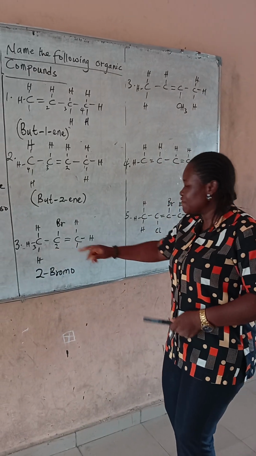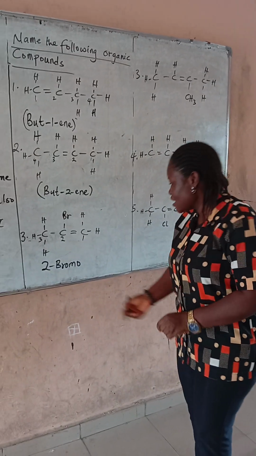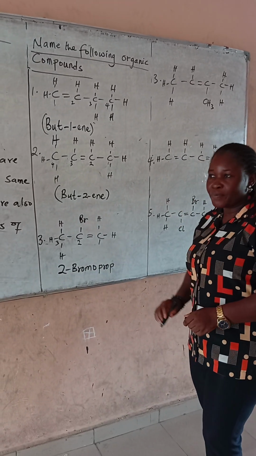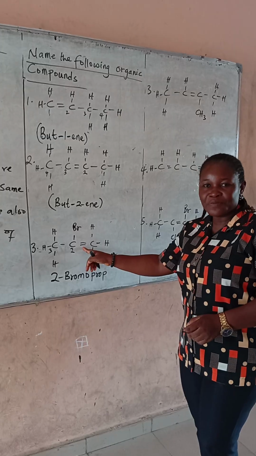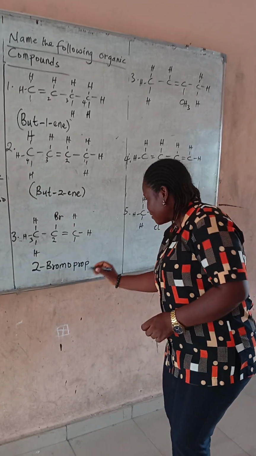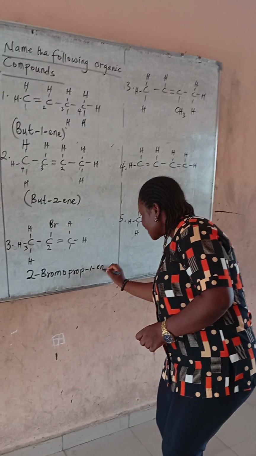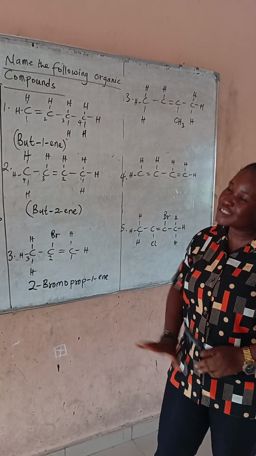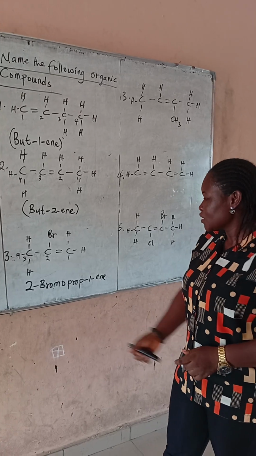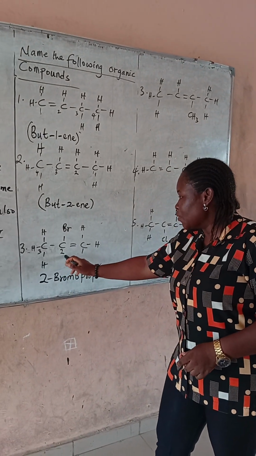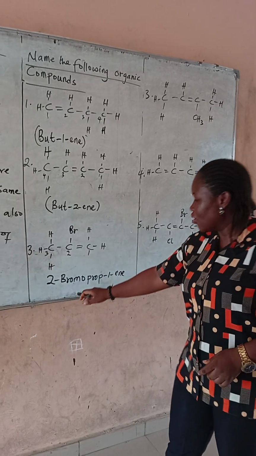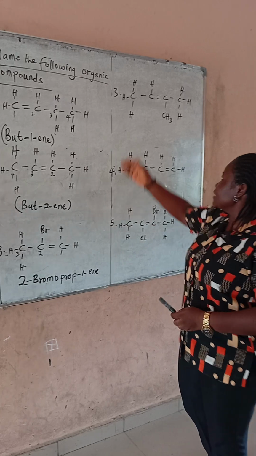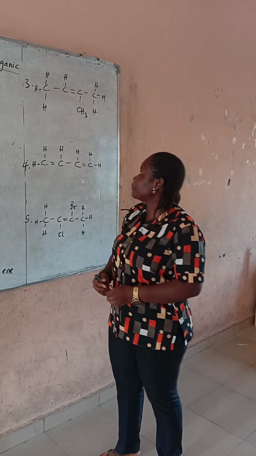How many carbon atoms are involved? We have 3 carbon atoms. Okay, we're expecting a prop. Where is the double bond attached? At carbon number 1. It becomes prop-1-ene. Some texts will give it 2-bromopropene. It is also still correct, okay? So it is 2-bromoprop-1-ene or 2-bromopropene. Okay? Let's go to the next example.